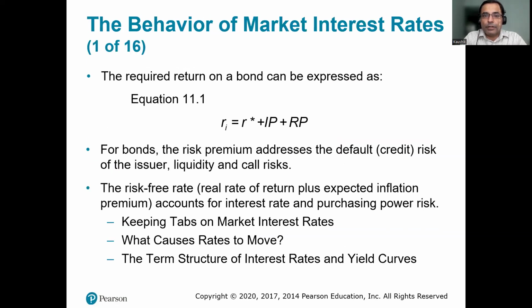So we start with the required return on a bond. It consists of the risk-free rate and risk premium. The risk premium covers for any default risk, liquidity risk, or call risk. Call risk is related to premature repayment. The risk-free rate consists of the real rate of return and the inflation premium.